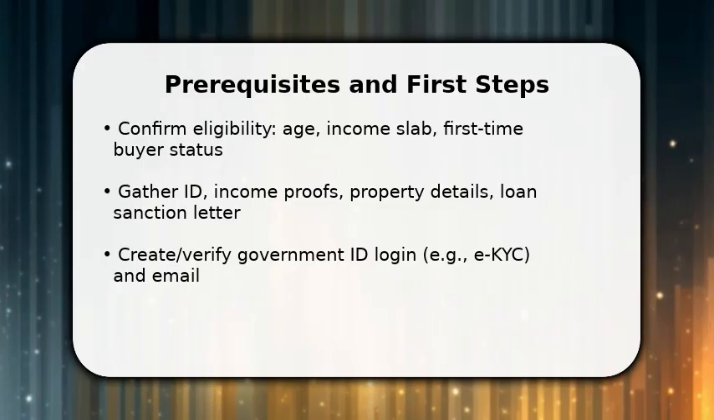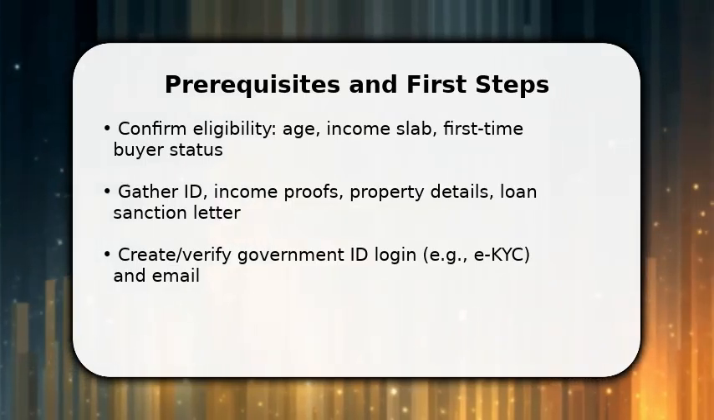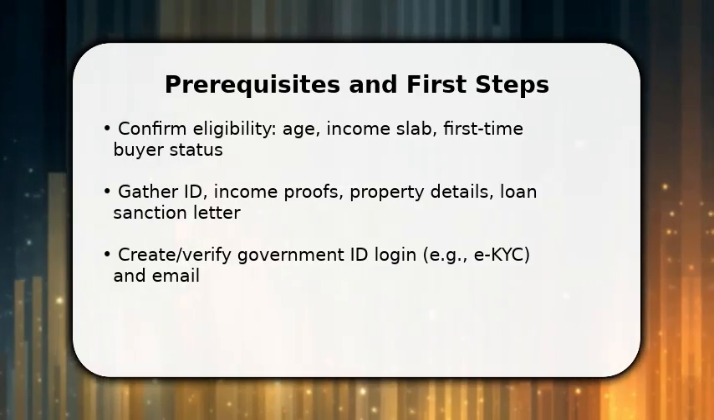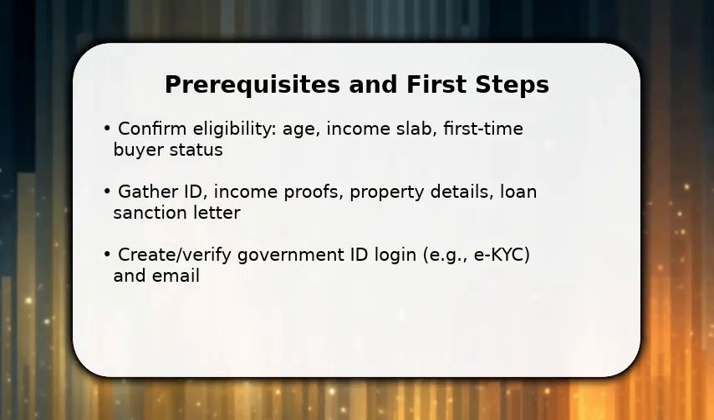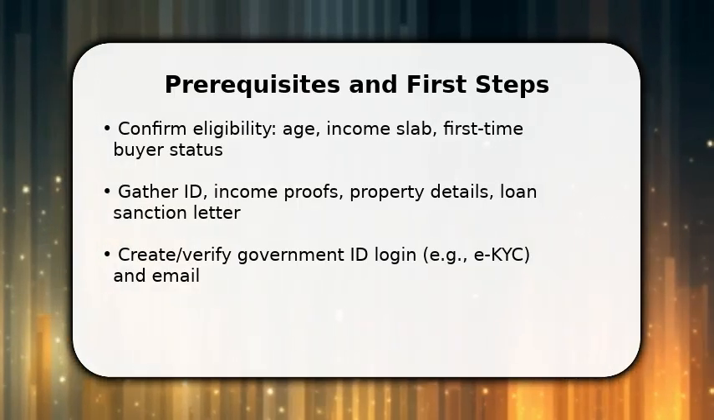You start by confirming eligibility quickly. Check your age, income slab, and whether this is your first home. Once confirmed, gather ID, income proofs, property details, and the bank's loan sanction letter so you have every document ready.